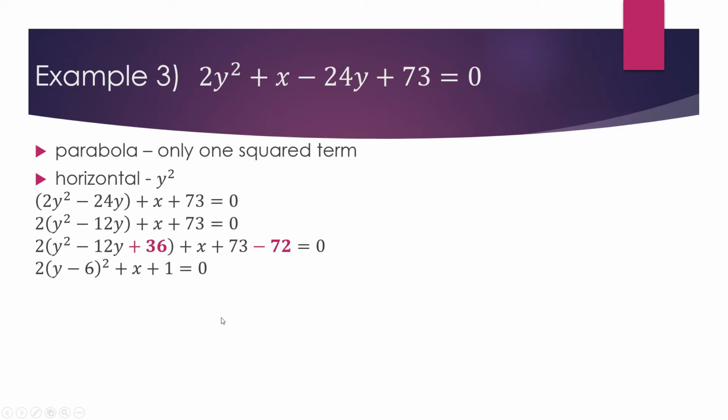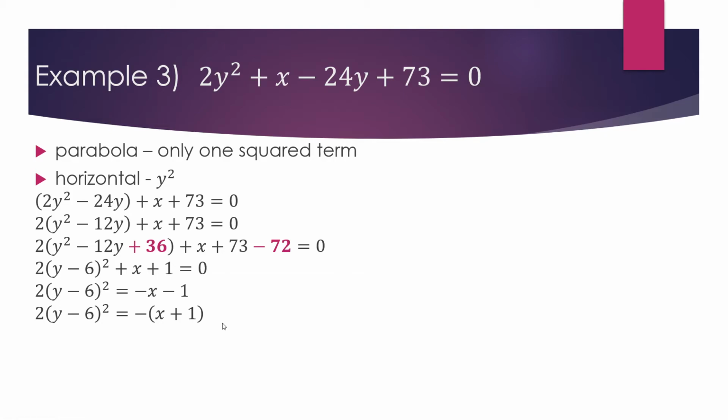Now, a parabola in standard form is going to have the square term all by itself on one side and everything else on the other side. So let's subtract the x and subtract the 1 to give us 2 times the quantity y minus 6 squared equals negative x minus 1. I'm going to go ahead and factor out anything that's in front of the x on this side. So if I factor out the negative, now you have 2 times the quantity y minus 6 squared is equal to negative the quantity x plus 1.